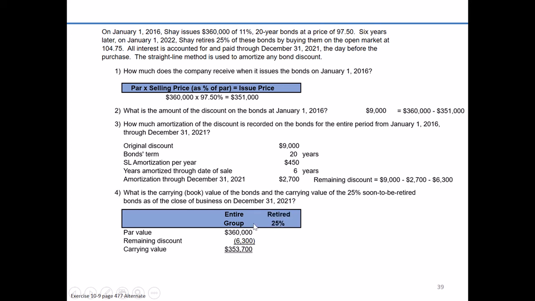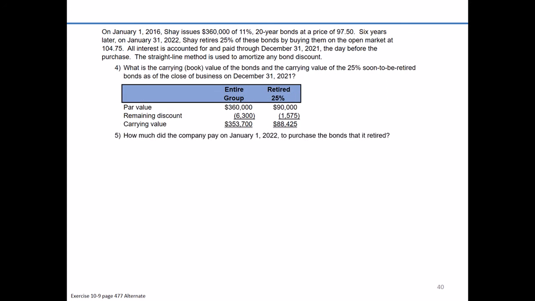Now that's the whole entire bond issue, but we're concerned with the retirement, and that's 25% or 1/4. So let's take this whole entire group, all three of these numbers, and multiply it times 25%. 360,000 times 25% equals 90,000. The remaining discount of 6,300 times 25% is 1,575. And if we take $90,000 par value of that 25% retirement minus that portion of the discount, which is 1,575, for just that portion of the retired bonds, they have a carrying value on our balance sheet of $88,425. So we're getting a lot closer. So let's continue to move forward.